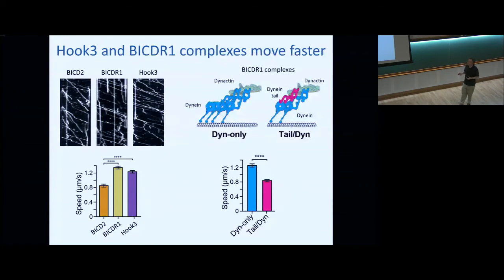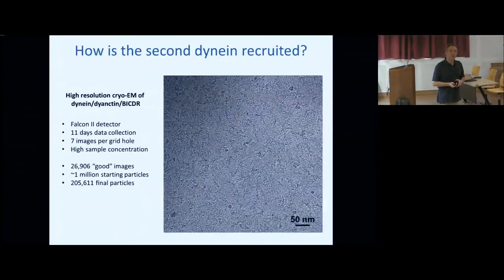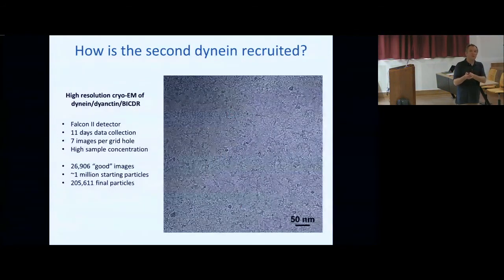Okay, so how do you get to high resolution? So we had to collect a lot more data. Previously, we got 1 day's data collection. We managed to beg, borrow, and steal 11 days worth of microscope time, which is incredibly valuable at the moment. We collected 7 images on each grid hole, compared with typically just 1 or 2. We really packed in the samples.